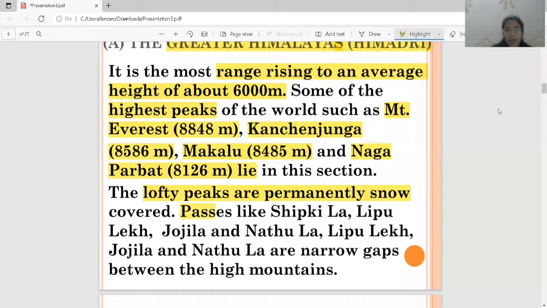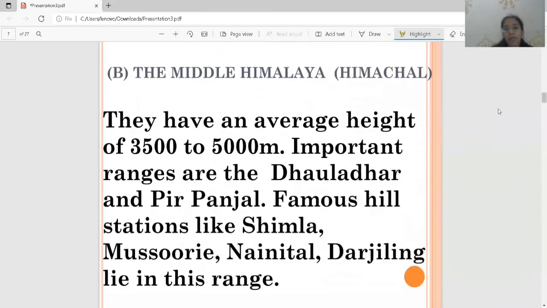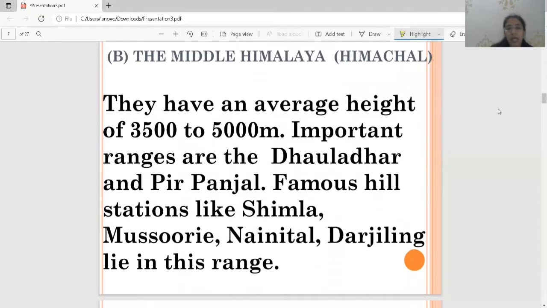There are various passes like Shipkila, Lipulek, Jojila, Nathula. These are gaps also. Jojila, Nathula are the narrow gaps between the mountains. The narrow gaps between the mountains are known as passes.